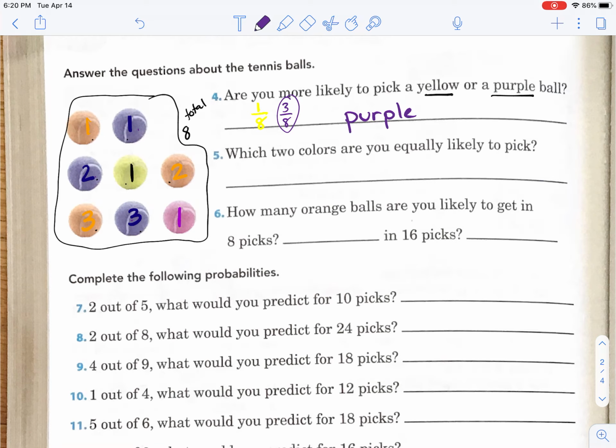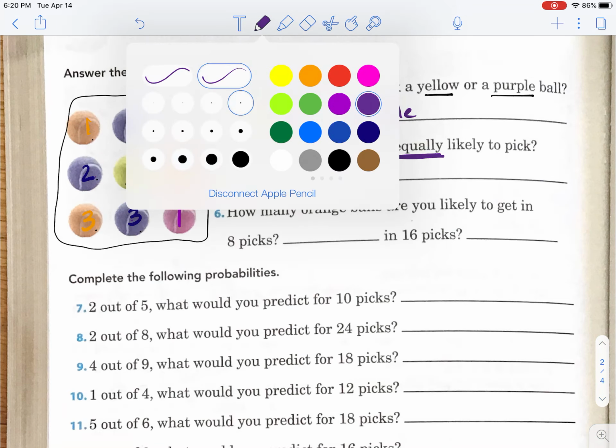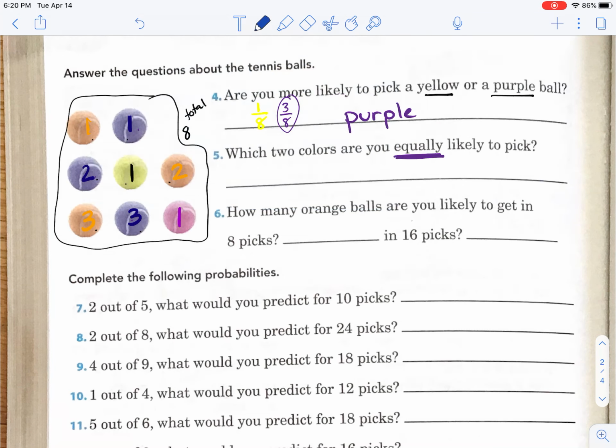Okay, which 2 colors are you equally likely to pick? Ooh, there's actually 2 answers for this. Because the orange has 3 and the purple has 3, but the yellow only has 1 and the pink only has 1. So you have 2 choices. Because it's either orange and purple. Do you see how there's 3 out of 8 for orange and purple? 1, 2, 3, 1, 2, 3.